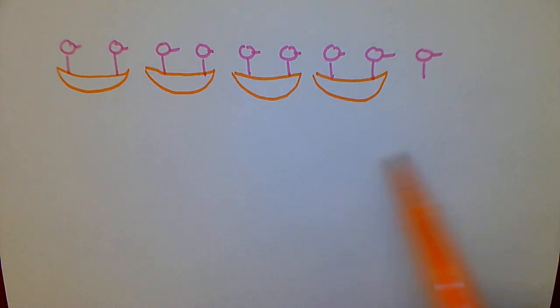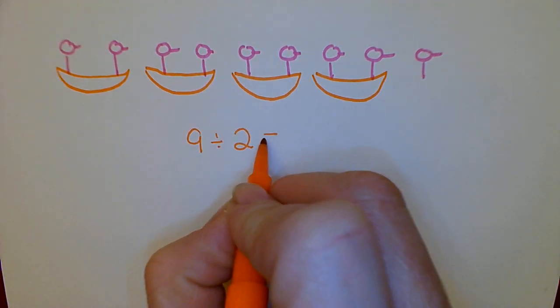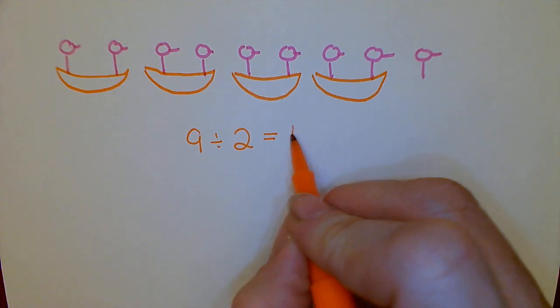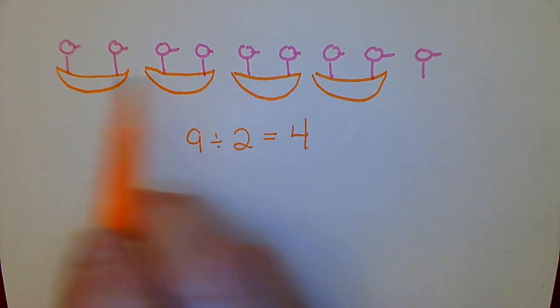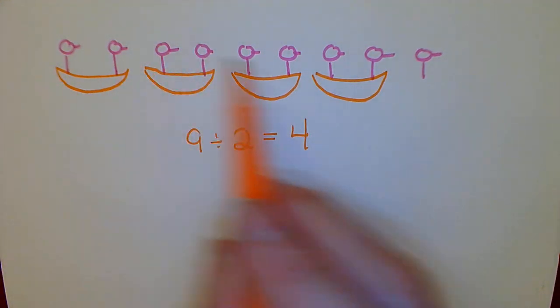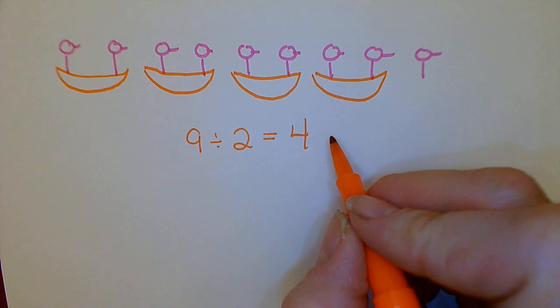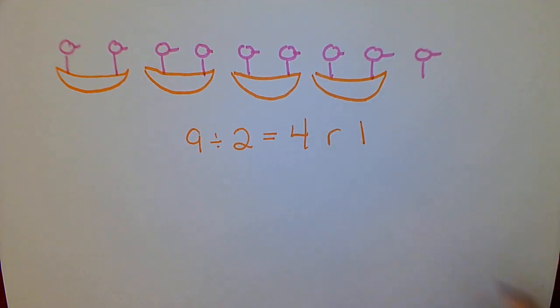So we took 9, we divided it into groups of 2, and we ended up with 4. So we have 1, 2, 3, 4 groups of 2. Here's 1 group of 2, 2 groups of 2, 3 groups of 2, and 4 groups of 2. And then we have this remainder of 1 person. What do we do with that 1 person?